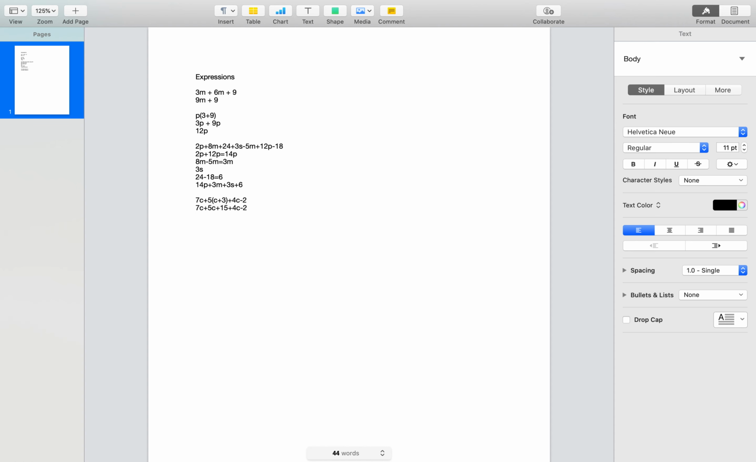So again, we're just going to combine some like terms here. 7c plus 5c is 12c, plus 4c is 16c, right? Let me actually type that out. So 7c plus 5c plus 4c equals 16c. Okay, and then we have 15 minus 2, which equals 13. So you have 16c plus 13. And that's your answer.